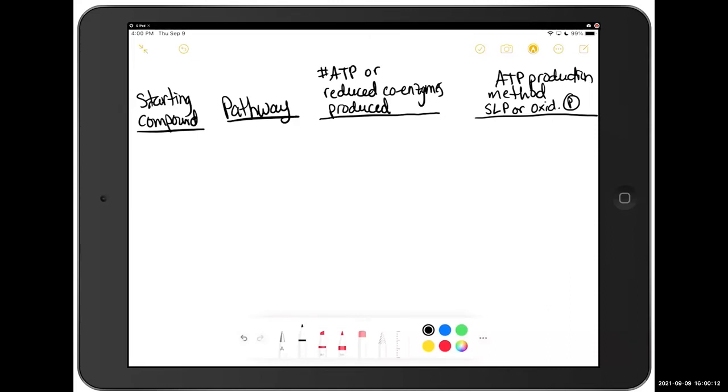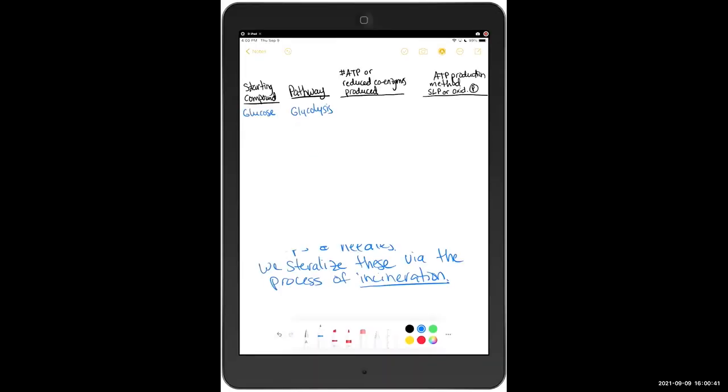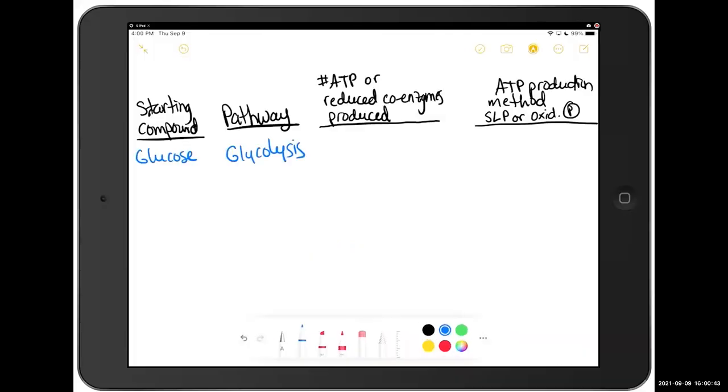So what we're going to start with is the first pathway of cellular respiration. That first pathway is going to be glycolysis. What is the starting compound for glycolysis? Glucose. That's very good. All right, so we're going to be going back and forth to this. So I'm going to stop right here with this, and I'm going to continue with my lecture.